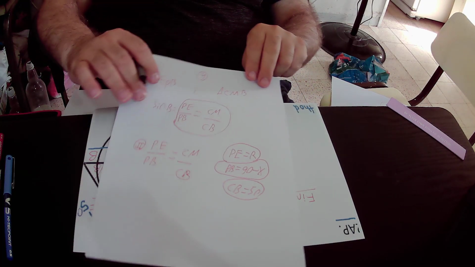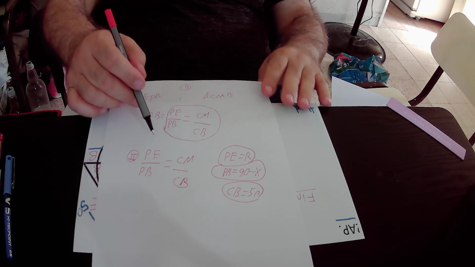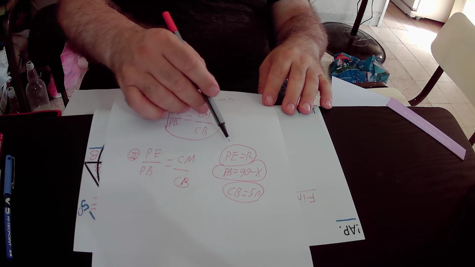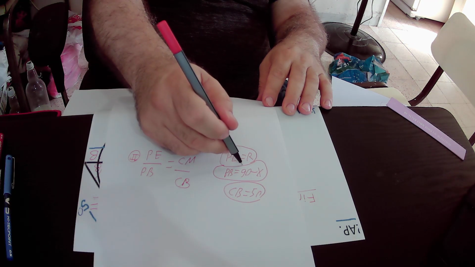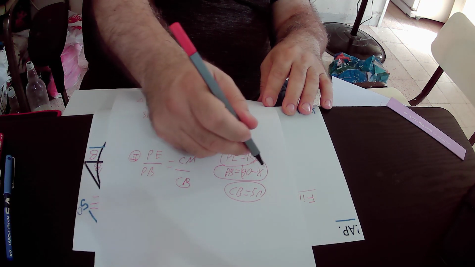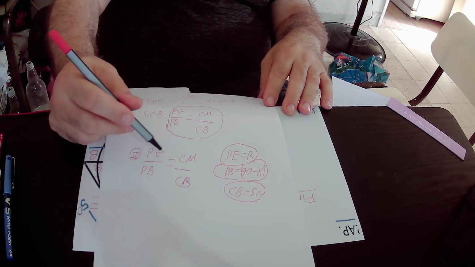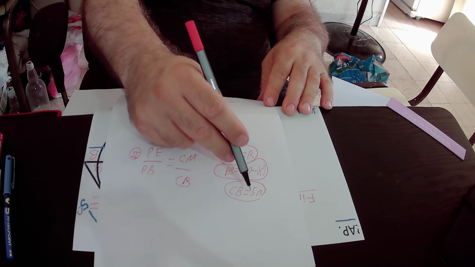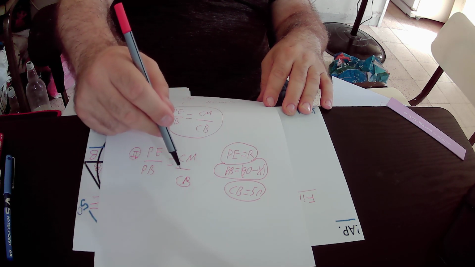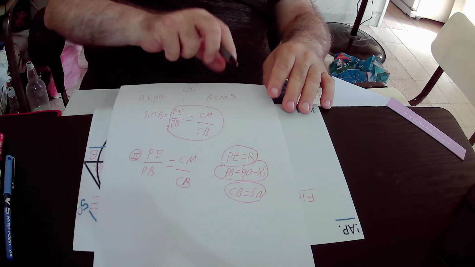So in the second equation we know that PE equals R, so we can substitute PE by R. PB equals 90 minus X, so we can substitute PB by 90 minus X, and CB equals 50 units, so we can substitute CB by 50. Okay, we'll do it now.